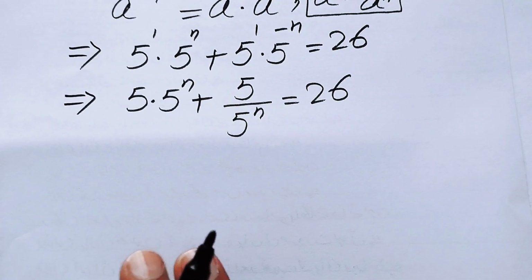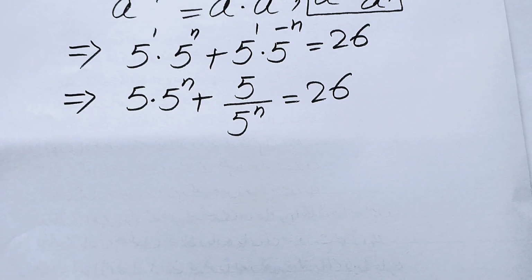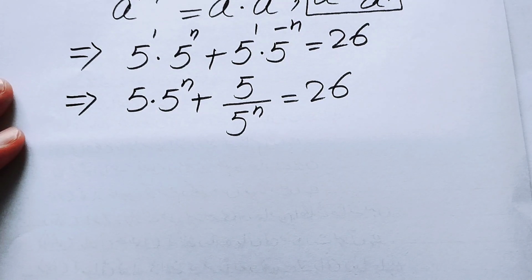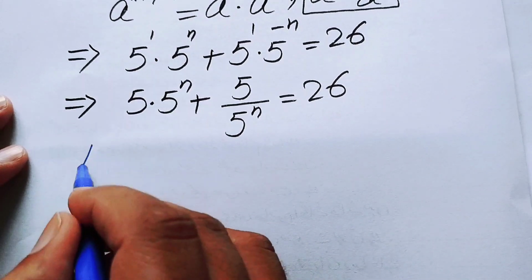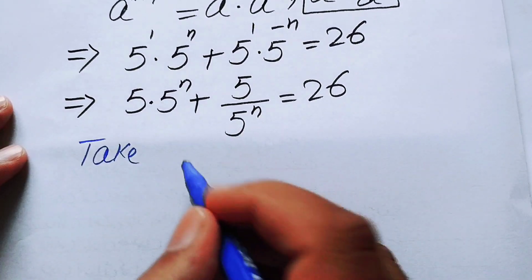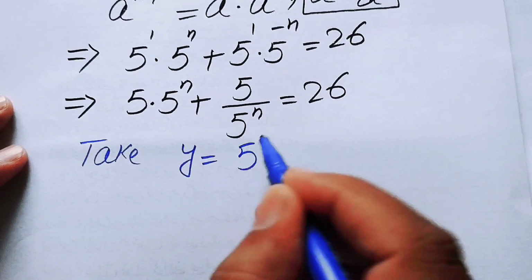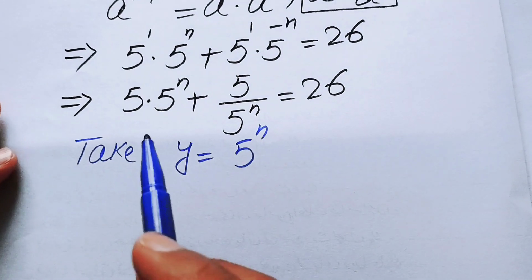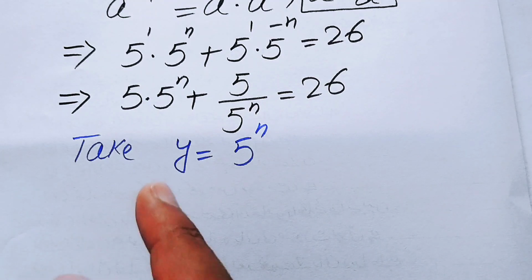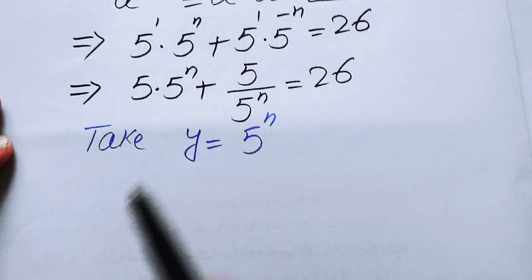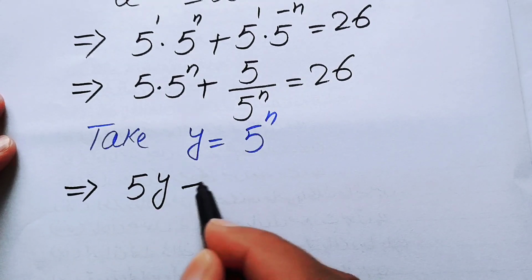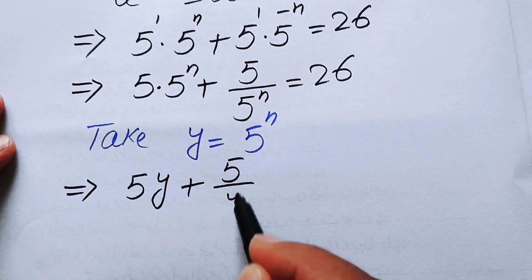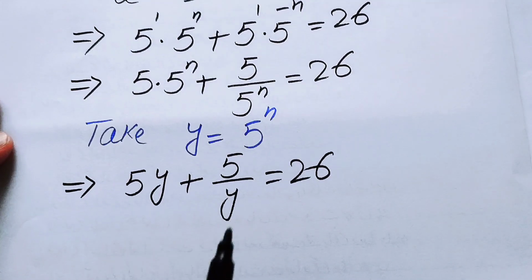And now you have time to change this exponential equation into the quadratic form, so we take a little substitution. We take y is equal to 5 to the power of n. When you put y is equal to 5 to the power of n in this equation, you will get 5 times y plus 5 over y is equal to 26.